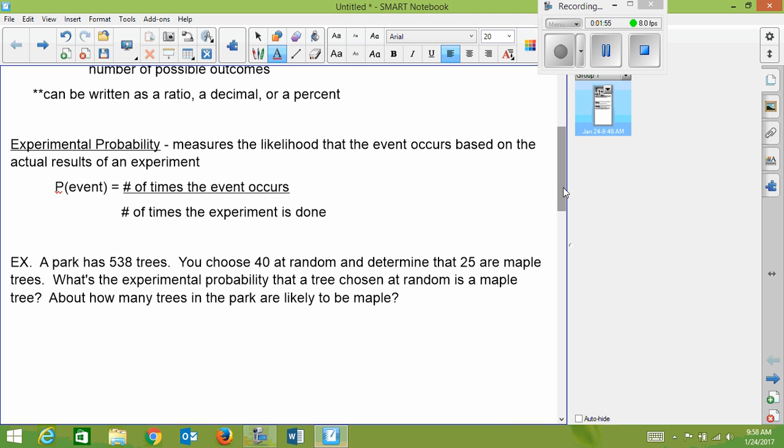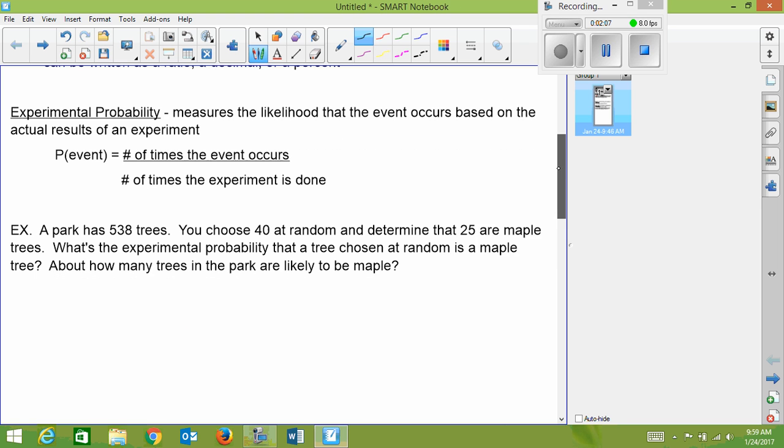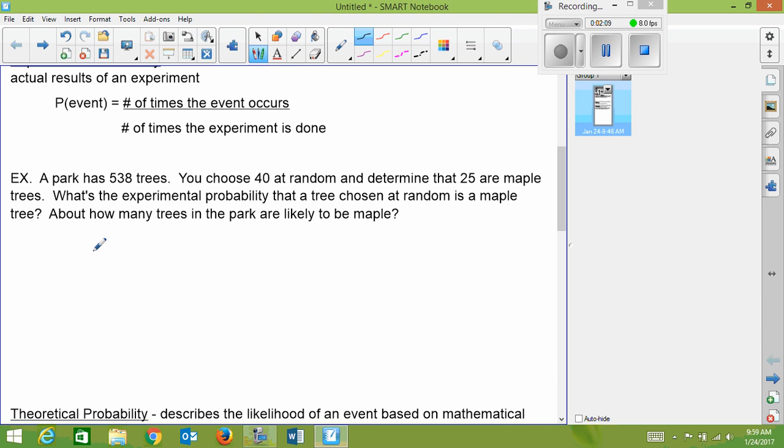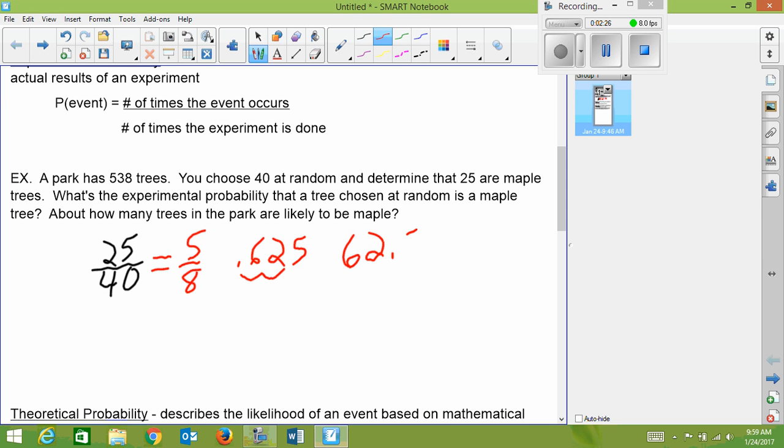First thing is just to determine the experimental probability, which, if we look right here, says number of times the event occurs over the number of times the experiment is done. So how many times did they find a maple tree? 25 out of the 40 trees that they checked. And you can reduce that to 5/8. You could also change it to a decimal, which is 0.625, or then go ahead and change it to a percent. It would be 62.5%.